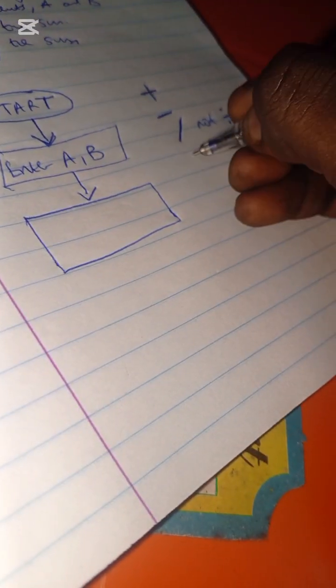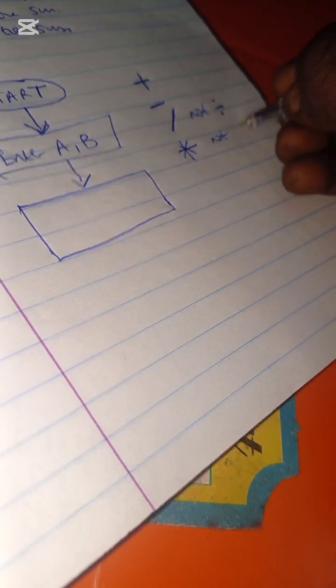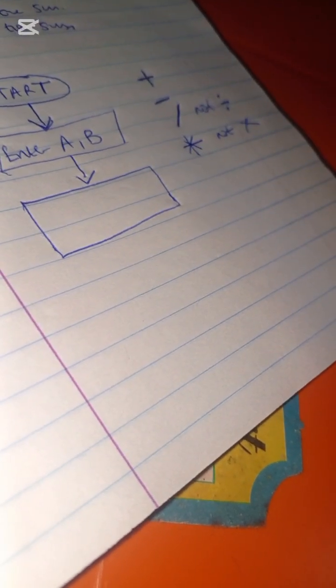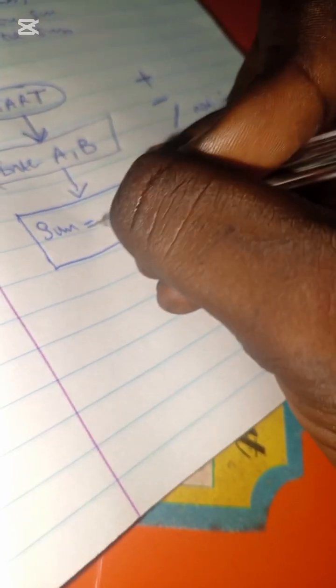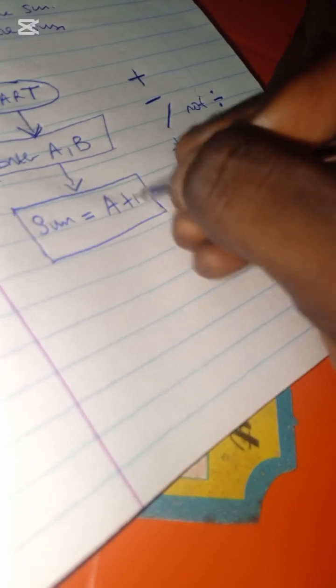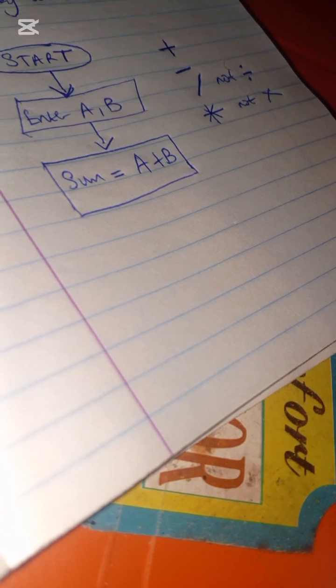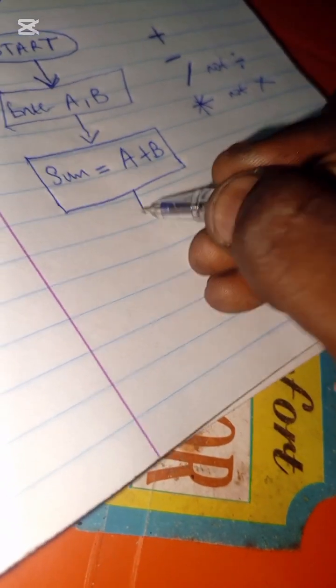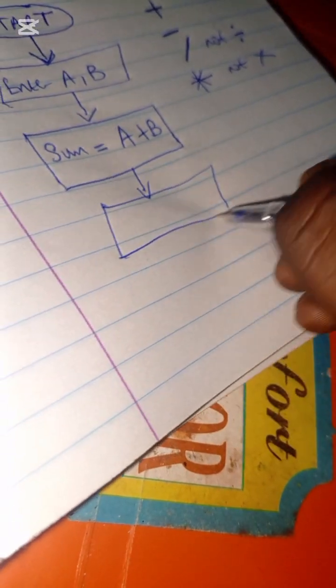So this is what we use to represent division. And for multiplication we use asterisk, not this. In our other examples we'll be making use of all this. So tell the computer what the sum is. The sum equals what? A plus B. When the computer has understood that sum is A plus B, then what do you do next? You display the sum. So what do you use to display? Parallelogram. So you display sum.